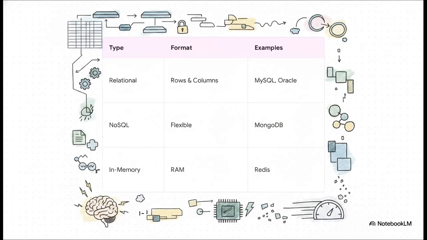Let's move on and see how this builds into the different flavors of databases developers actually use. First, you have relational databases like MySQL. These use very strict, rigid tables for maximum consistency. Then you have NoSQL like MongoDB, which is way more flexible, perfect for unstructured data. And finally, in-memory databases like Redis. These bypass the hard drive entirely and store data directly in RAM for lightning-fast access. Basically, the job dictates the tool.